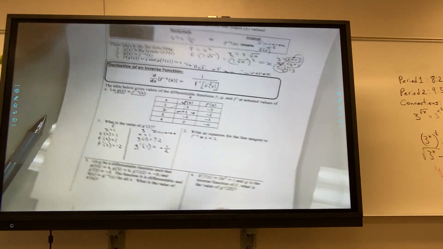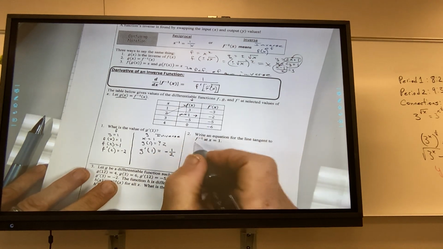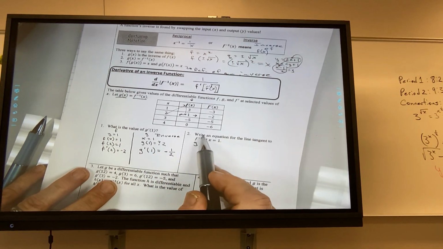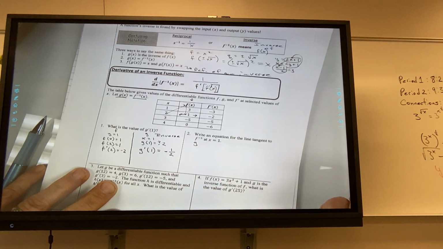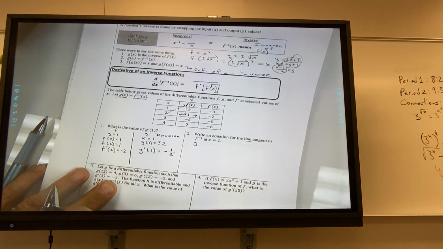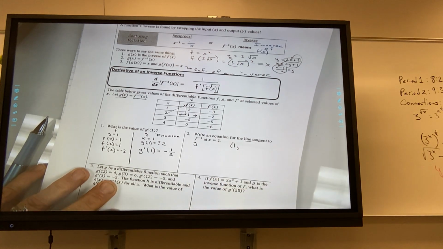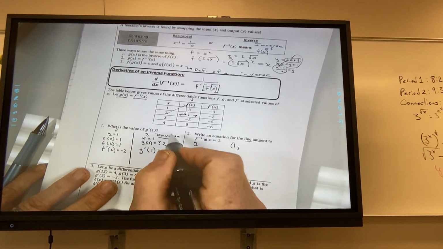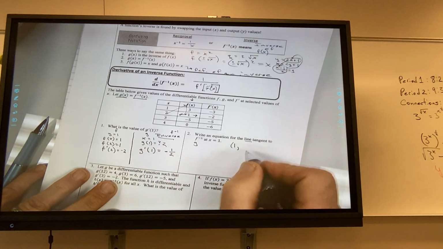All right, so it says write an equation for the line tangent to the inverse. So I could put g right here if I wanted to. Write an equation for the line tangent to g at x equals 1. Well, I need what 2 things, Austin, to come up with a line? Point and slope. So one of my points is 1 comma what? 2. Is he right? Here's f inverse. So do I have the point 1 comma 2 right here? Yeah, 1 comma 2.